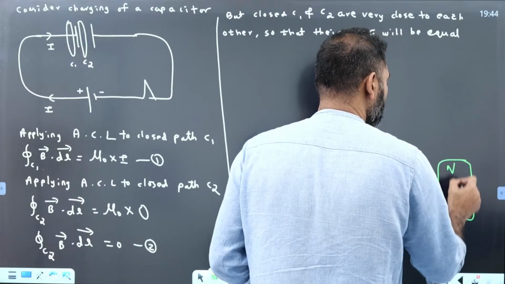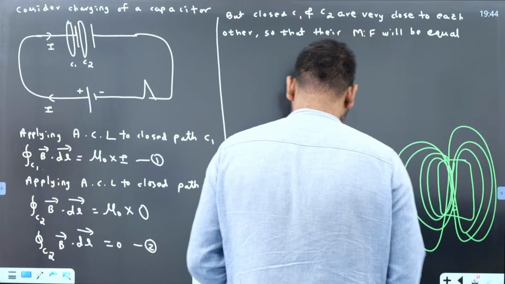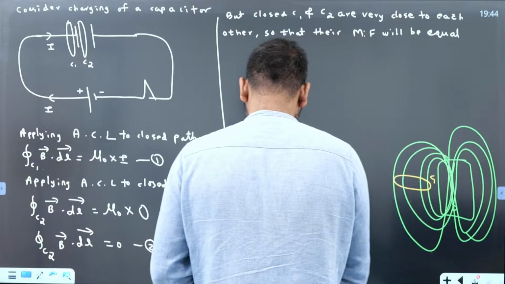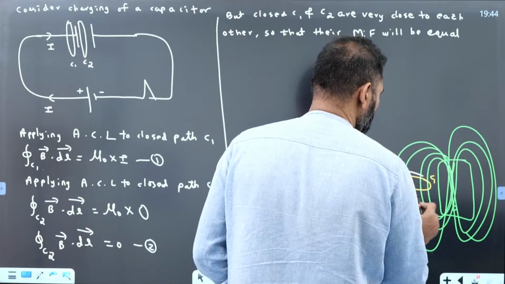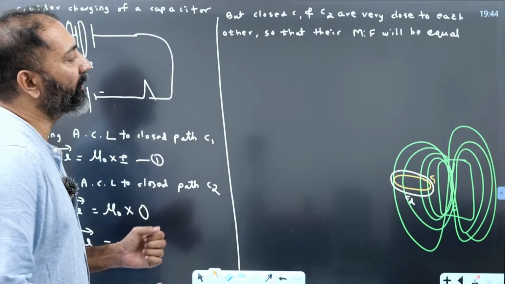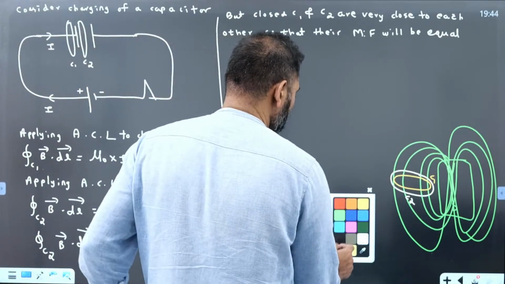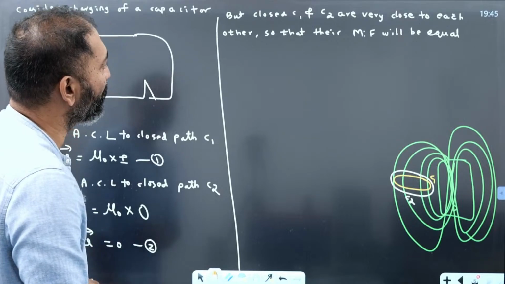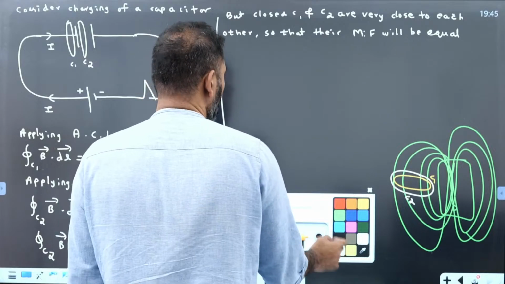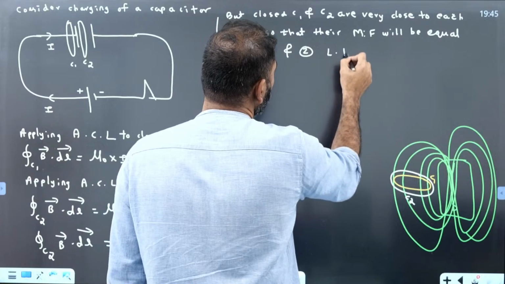Suppose there is a bar magnet and magnetic lines of force are there. Remember here, suppose this is C1 closed path and this is C2 closed path. Since these two closed paths are very close to each other, the magnetic field enclosed by them will be almost equal, isn't it? Magnetic field enclosed by them is what? Almost equal, since they are close to each other. So their magnetic field will be equal. That is, in equations 1 and 2, left hand sides are equal.